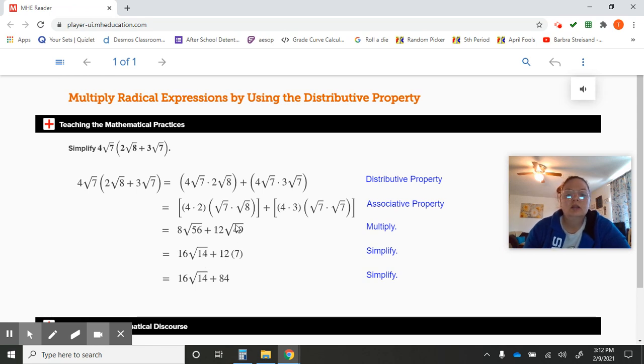further. Then here we have the square root of 49, which is a perfect square, and that becomes 7. So we have 12 times 7, which is 84.